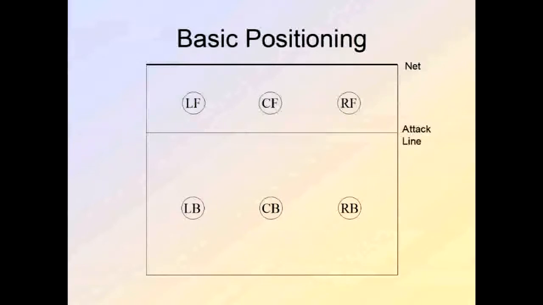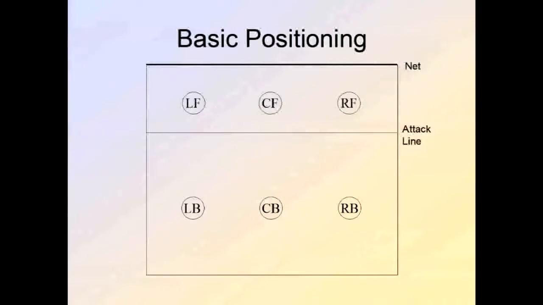So let's go back to our basic positioning as it relates to Rule 6.43. It said that each right side player, so our right front and our right back, must be closer to the right sideline than both feet of the center player in the corresponding row. So the center player corresponding to the right front would be center front, and the corresponding center player to the right back would be center back.